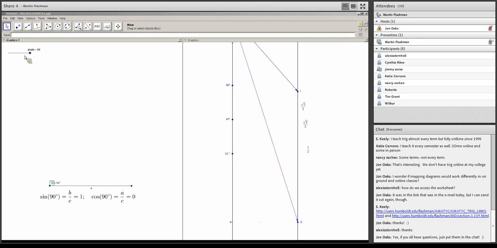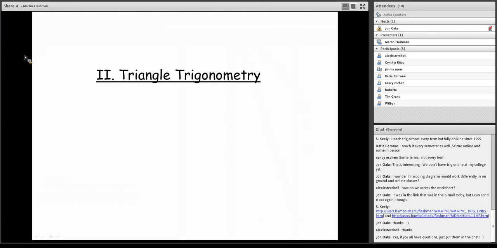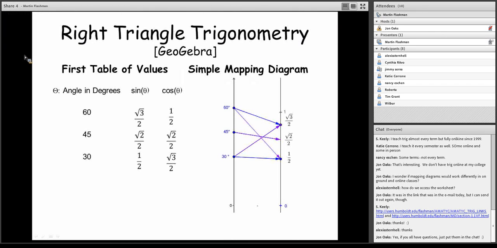our presentation of the trig, and here's a summary of that. Here's the table on the left that you would probably organize for your class, and here's the mapping diagram putting all that information together for the first values that you do. And these are only going from basically 0 to 90 degrees.